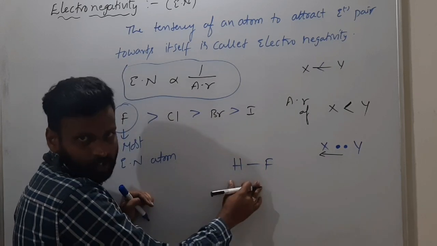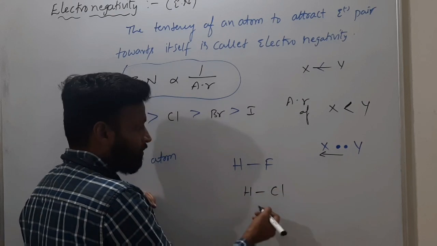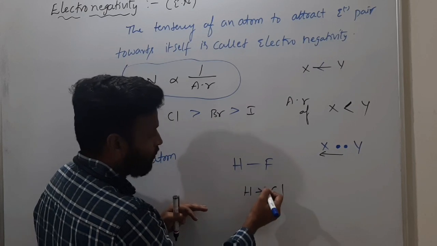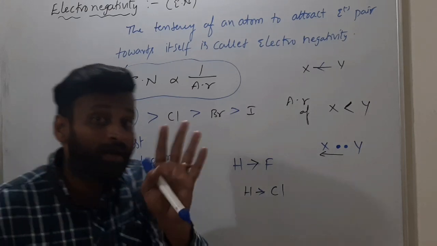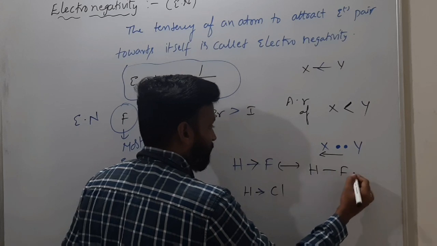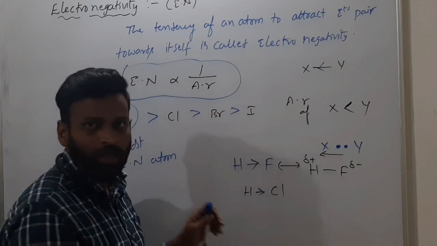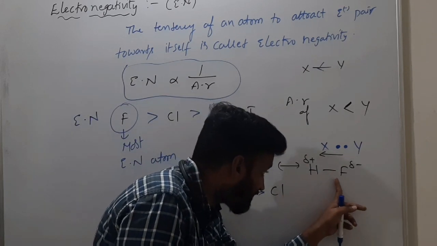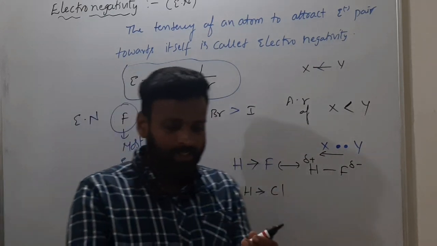HF, hydrogen fluoride, is otherwise hydrofluoric acid. In HCl, chlorine is more electronegative. Certainly, when a bond is present between these two atoms, the electrons will move towards chlorine. Here, the bond moves towards fluorine, not completely but as a partial displacement. So fluorine partially has a minus charge and hydrogen partially has a plus charge. This pair is shared by both, but slightly displaced towards fluorine. I'll give you one example actually.